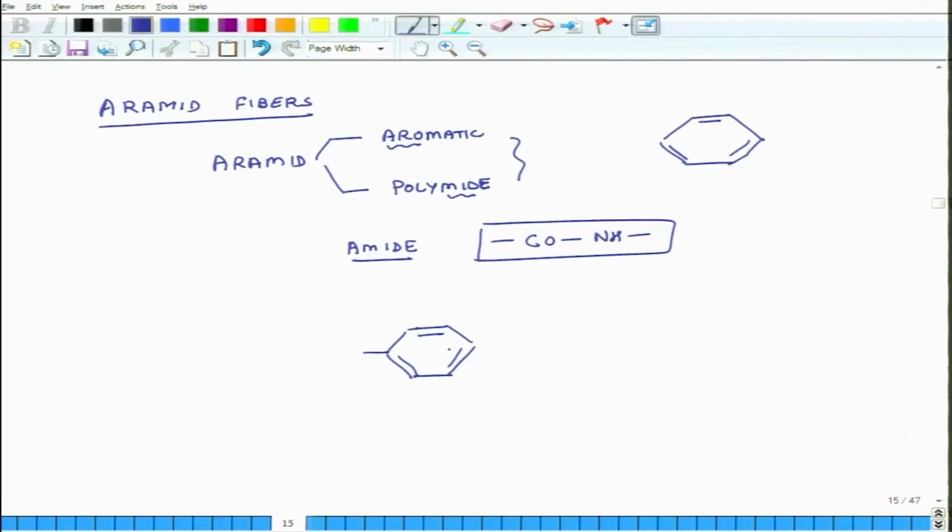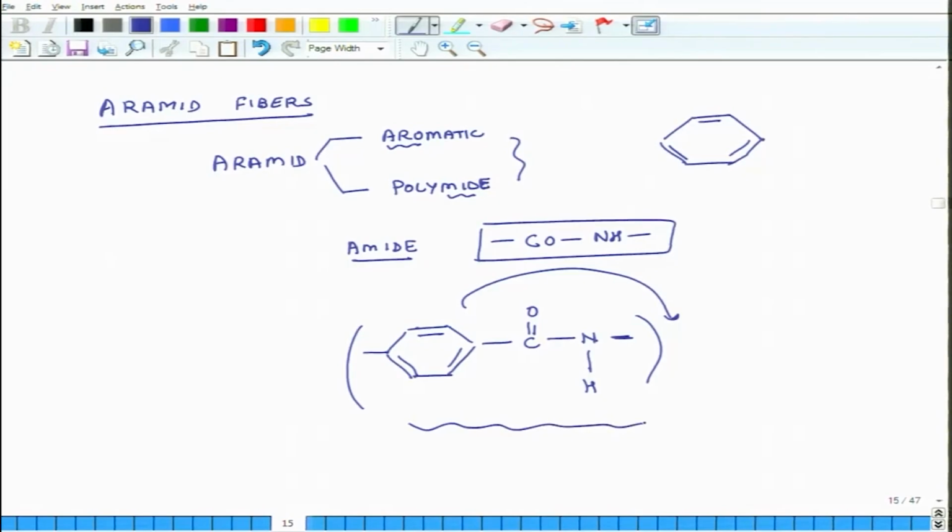So, this is the aromatic component, then you have a carbon atom, this is the CO, a nitrogen atom, a hydrogen atom, and this entire unit repeats itself. So, nitrogen has a valency of 3. So, this entire thing can come here and it repeats itself. So, this is your constituent. So, fibers which have this kind of a structure are known as aramid fibers.